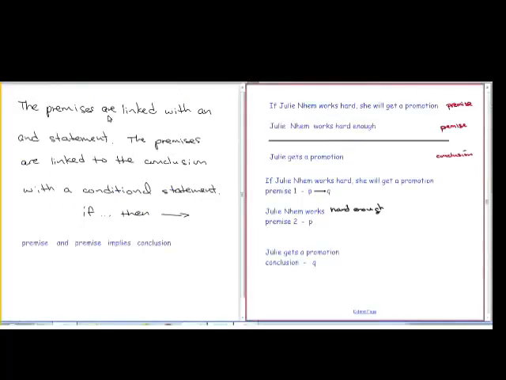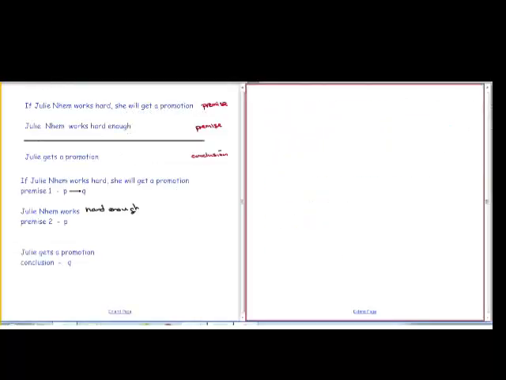So what we said was that the premises are linked with an and statement. The premises are linked to the conclusion with a conditional statement. So using that rule, the final logic statement for this entire argument is: if P then Q, the first premise, put in parentheses, connected with an and to the second premise, P, and then connected to the conclusion Q with an if-then statement. This is the symbolic logic which represents the original argument.